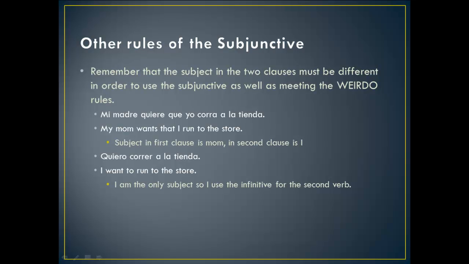Now when I say quiero correr a la tienda, I want to run to the store, I am the only subject, so I use the infinitive for the second verb. Okay? I don't need a que, I don't need anything else in there. There's no doubt, there's no second subject. It's just me. I'm the only one who's doing the action.